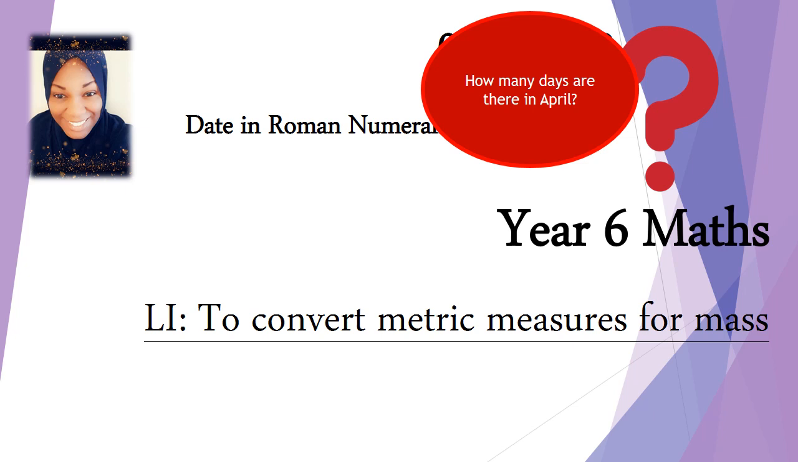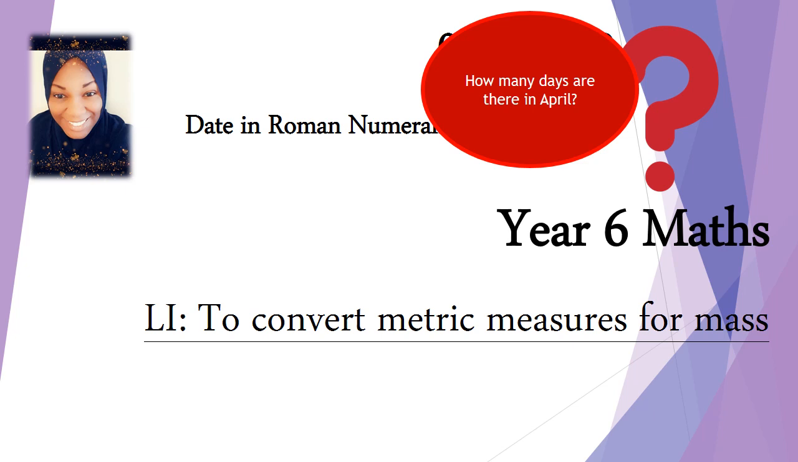So, who can remember how many days there are in April? Try and remember back to the poem that we did earlier in the week. 30 days has September, April, June, and November. All the rest have 31 except for February. It's the one that has only 28, and 29 in a leap year.